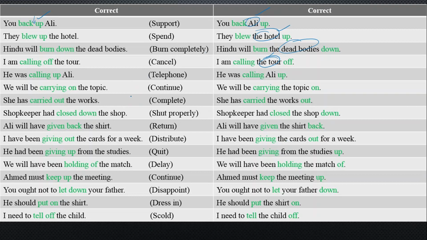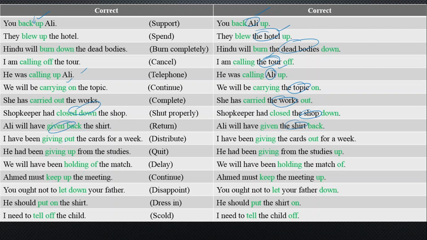transitive phrasal verb. He was calling up Ali. He was calling Ali up, meaning he was telephoning Ali. This is called your separable transitive phrasal verb. We will be carrying on the topic. We will be carrying the topic on. And she has carried out the work. She has carried the work out. The shopkeeper had closed down the shop. The shopkeeper had closed the shop down. Ali will have given back the shirt. Ali will have given the shirt back.